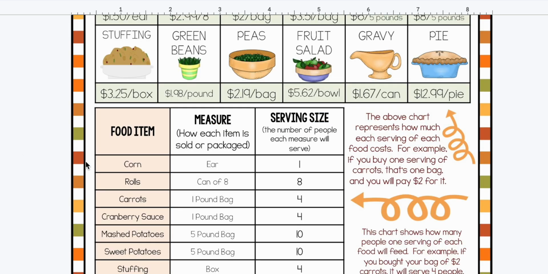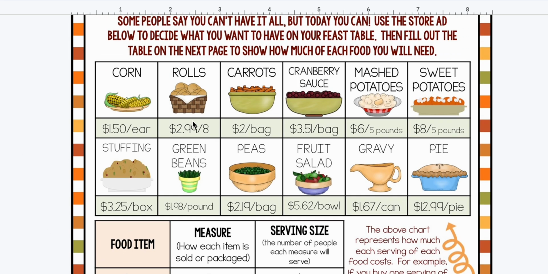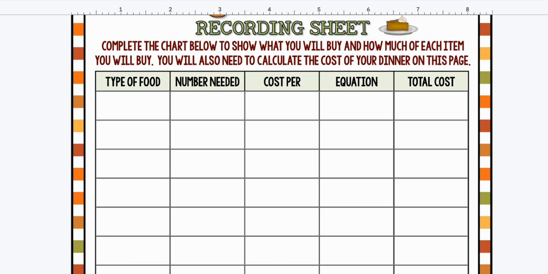So let's start, for instance, if I want to have an ear of corn per person. It is $1.50 per ear of corn, so I would put corn here. I know I'm going to need 10. I would create an equation and come up with the cost of how much it would be for 10 people to each have 1 ear of corn. That price would go over here.